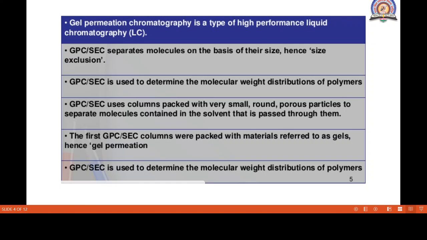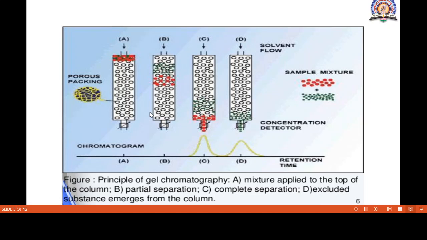The column is packed with the material that is nothing but the gels. Hence the name is gel permeation chromatography. Okay. This gel permeation chromatography is used to determine the molecular weight distributions of a polymer.